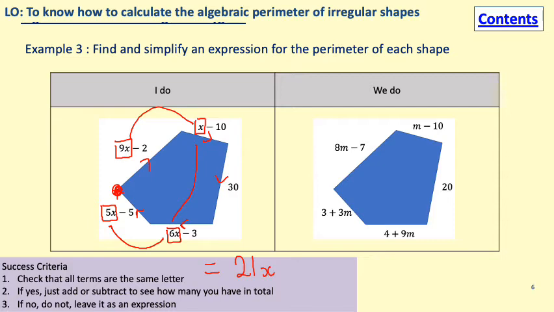So now we've just got to do our numbers. So we've got negative 2 and negative 10. That gives us negative 12. Negative 12 plus this 30 would give us 18. You can use a number line if you need. Then we've got 18 take away 3, which gives us 15. Take away 5 gives us 10. So plus 10, and there's our answer.